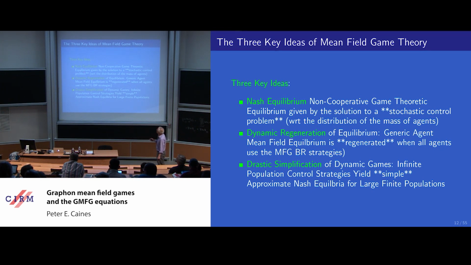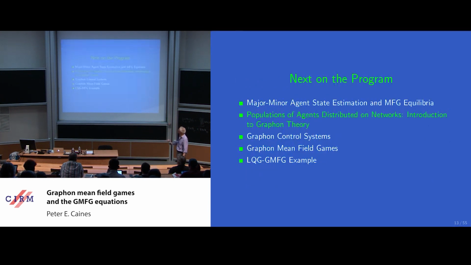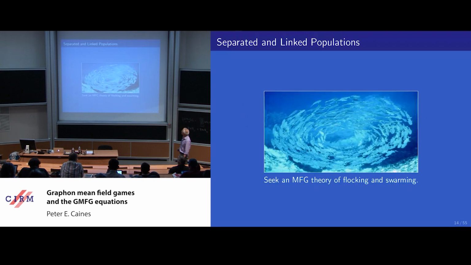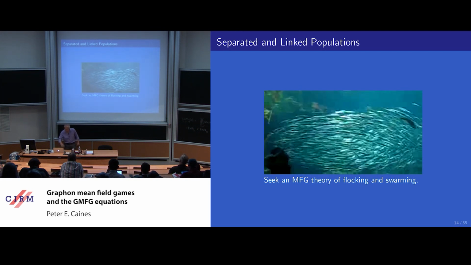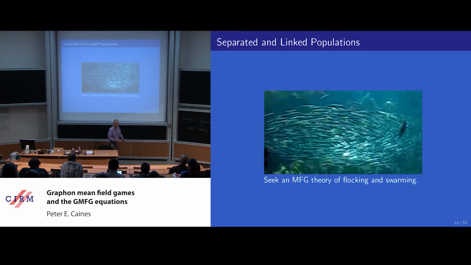Okay, so the key idea is that we have a Nash equilibrium, generated by a solution to a stochastic control problem. We have dynamic regeneration, namely that equilibrium is dynamically pushed forwards, and there's a drastic simplification in terms of complexity. Okay, now the point is that for many reasons, one wants to apply this. Now this is the most exciting part, whether the simulation works. So we're through the hardest part of the talk.